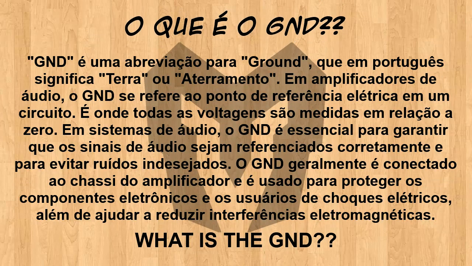What does GND mean in audio amplifiers? GND is an abbreviation for ground, which in Portuguese means earth or grounding. In audio amplifiers, GND refers to the electrical reference point in a circuit. This is where all voltages are measured, relative to zero. In audio systems, GND is essential to ensure that audio signals are referenced correctly and to avoid unwanted noise. GND is usually connected to the amplifier chassis and is used to protect electronic components and users from electrical shock, as well as helping to reduce electromagnetic interference.